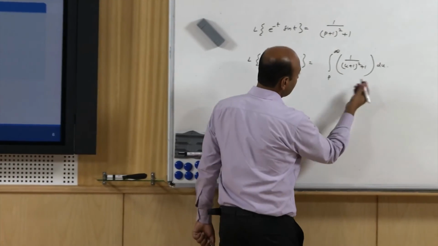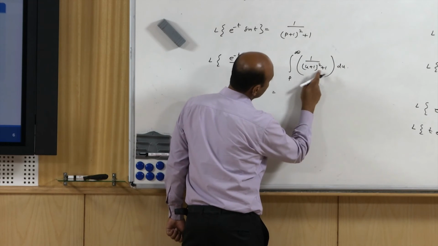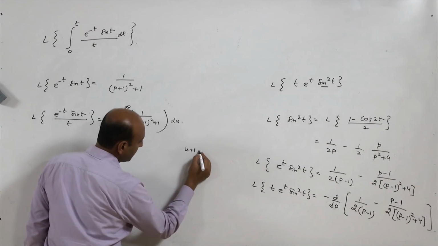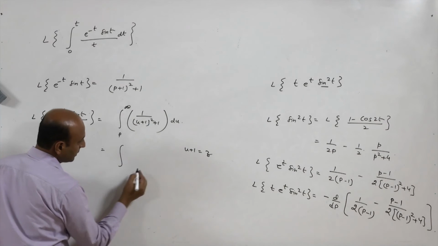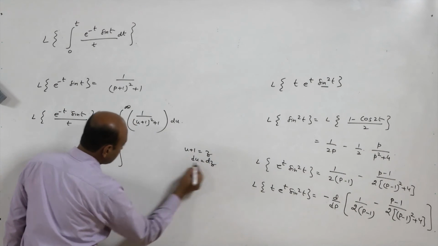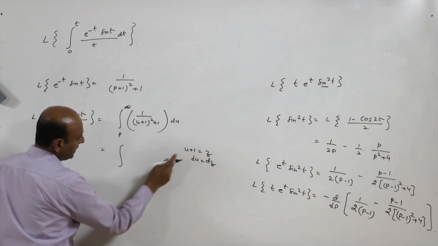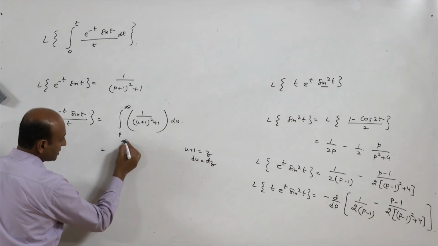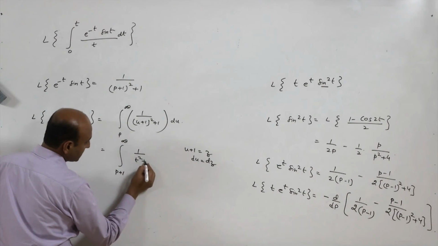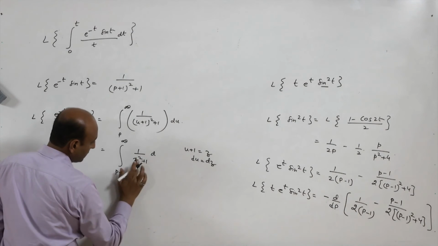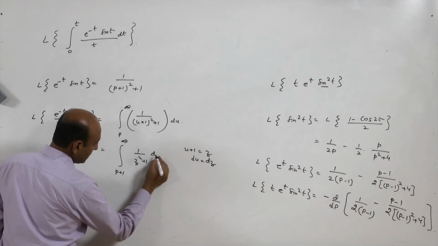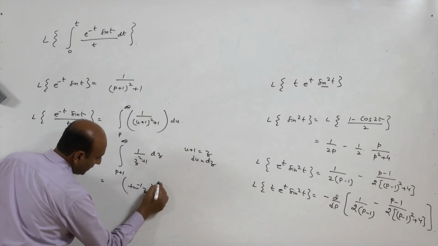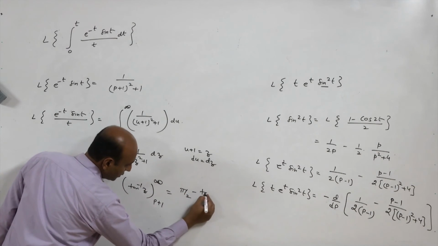So, this we can easily integrate. The integration of this will be, you can take u plus 1 as some z. So, this is du equal to dz. So, this is nothing but when this is p, it is p plus 1, and when this is infinity, it is infinity, integral of 1 upon z square plus 1 into dz, which is nothing but tan inverse z from p plus 1 to infinity, and it is pi by 2 minus tan inverse of p plus 1.